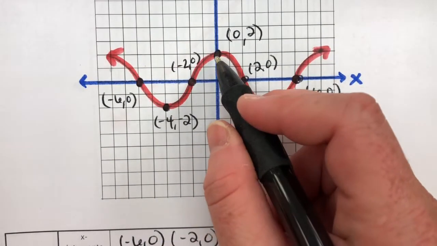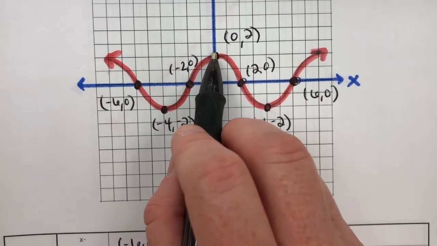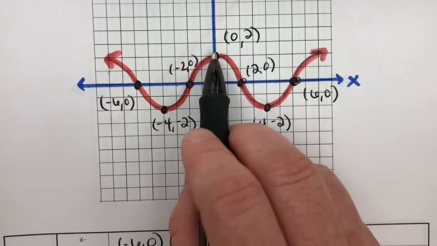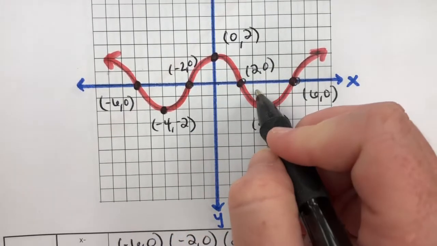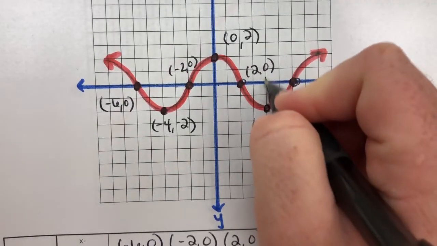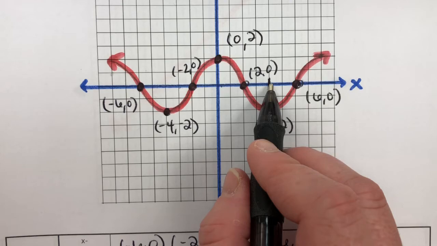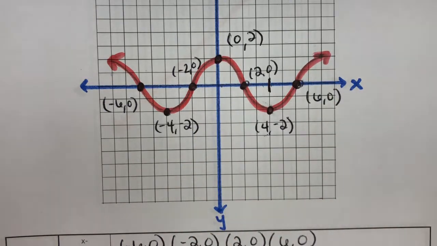We're increasing here. Then we hit a relative extrema, a maximum at 0, and then we start going down again. So in between 0 and what am I going down? In between 0 and +4. Once I get to +4, then I start going up again. So I'm decreasing between 0 and 4.